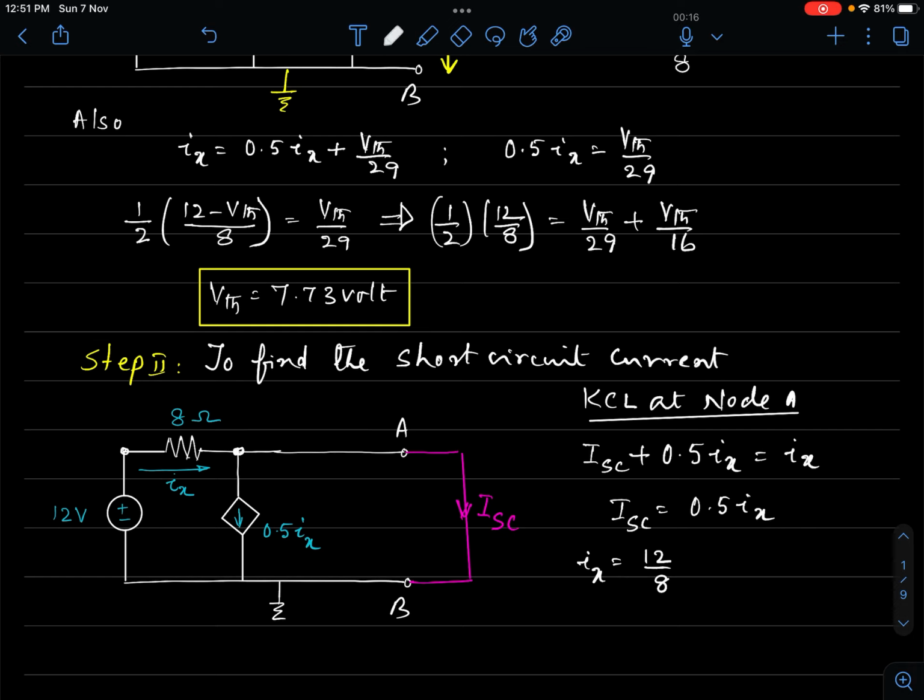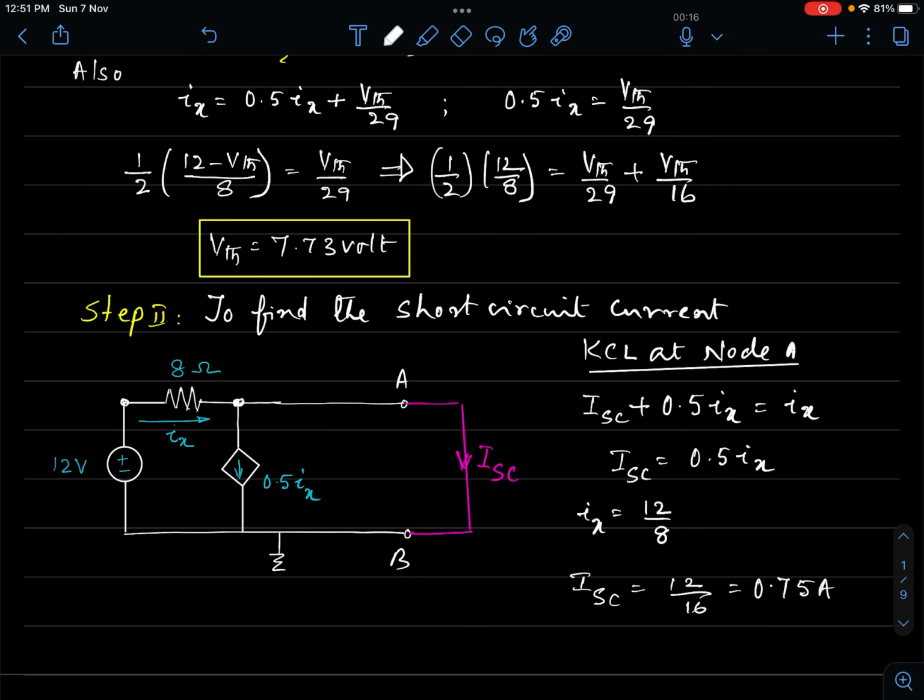This is Ix. This is all right. Now, ISC, the short circuit current, is equal to 12 divided by 16. How much will this be equal to? I need to take my calculator and quickly see the value of this. This is 0.75. I could have done 4 3s or 4 4s or 3 by 4. Okay, 0.75 ampere. This is the short circuit current.